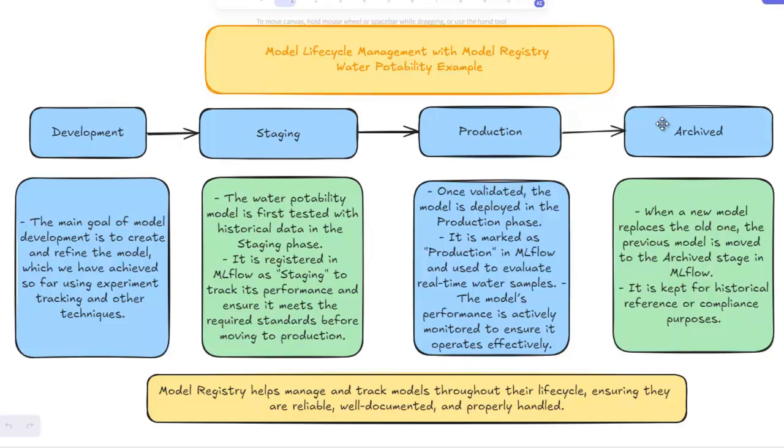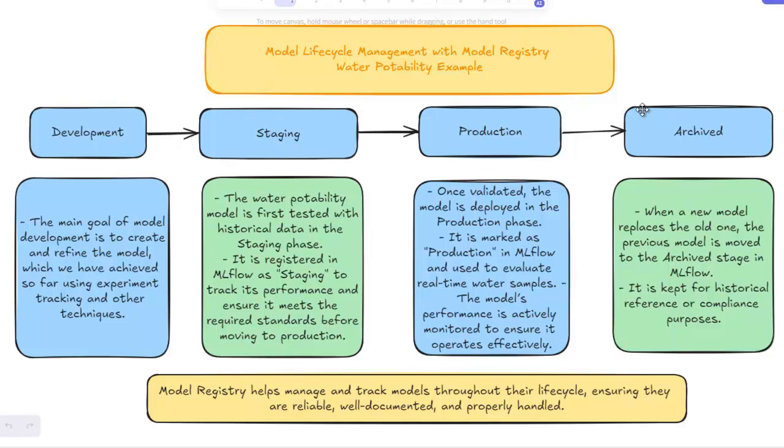Now let's move on. Throughout this video, we have to assume that we are working in a collaborative environment. When the stage changes, everyone can see the current stage of the model, whether the model is in the development phase, in the staging phase, in production, or in the archived stage. Means our team members can see the current stage of the model. So let's move on to the practical part.